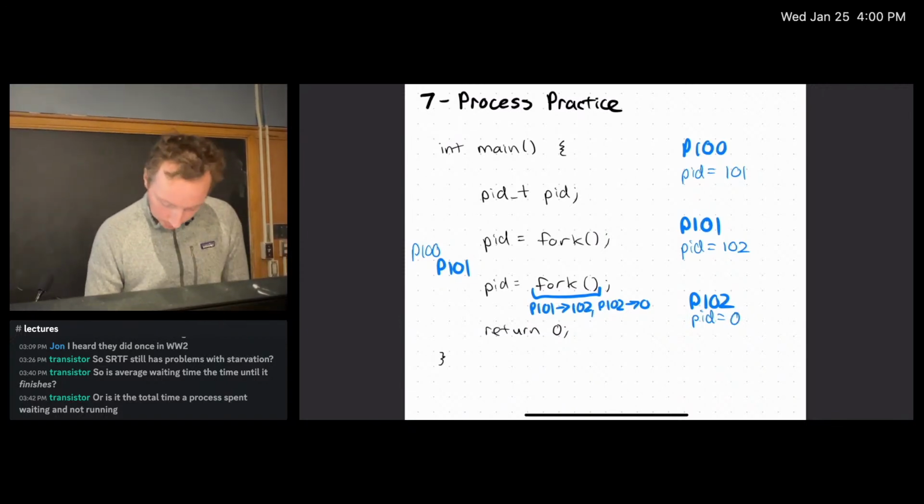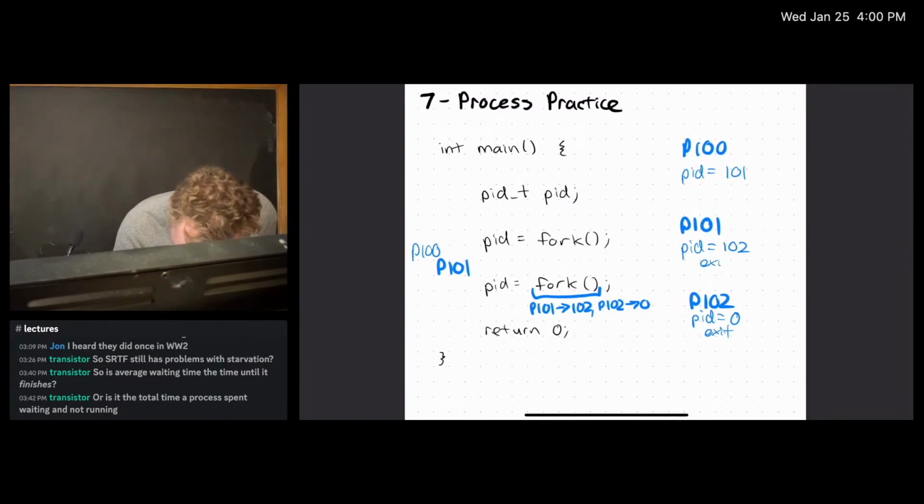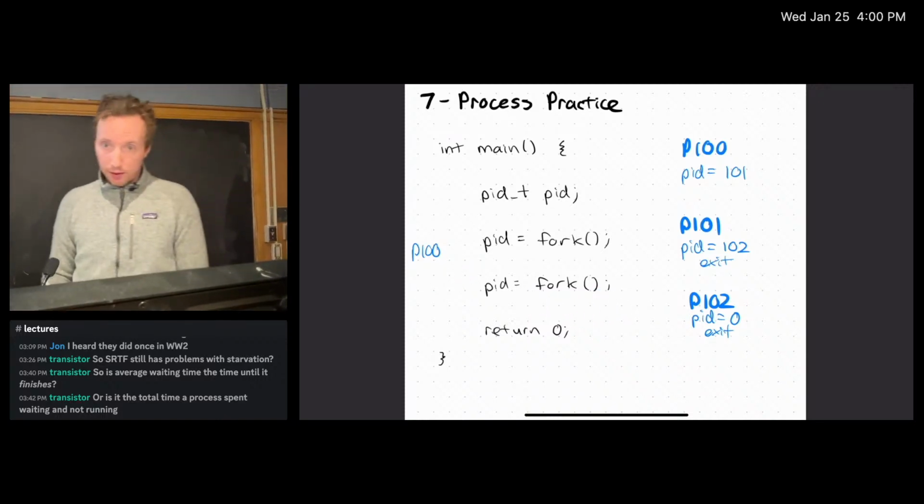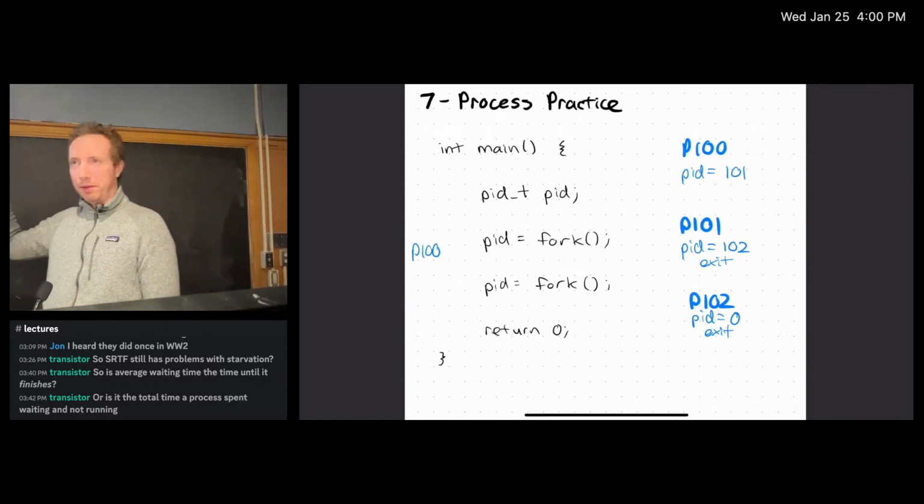So now each of them would finally call exit. Okay, we're out of time, but hopefully this helps a little bit and we can finish it later too.